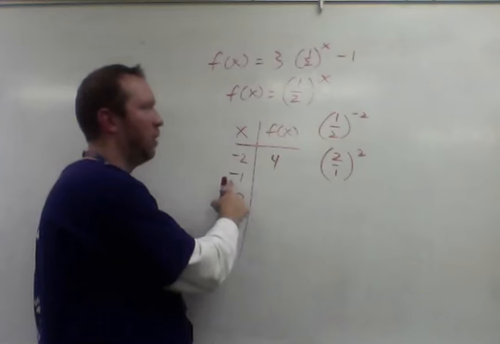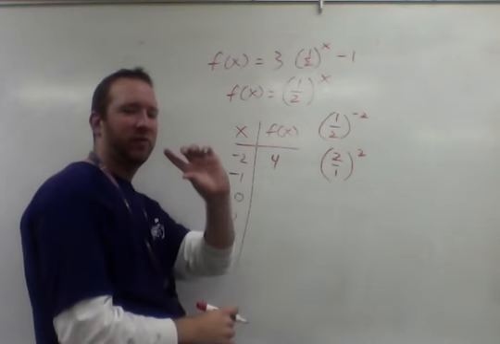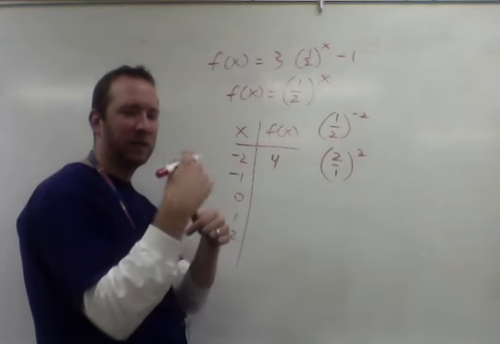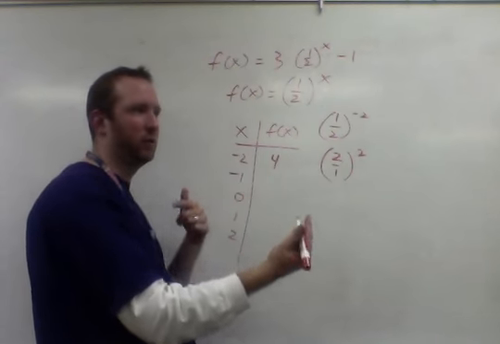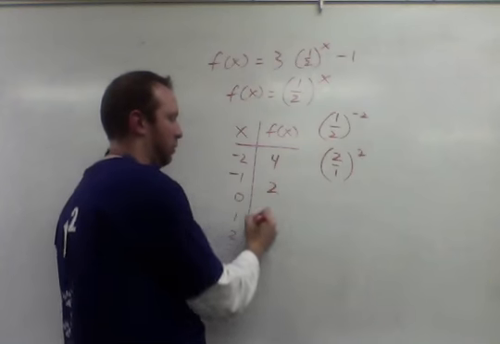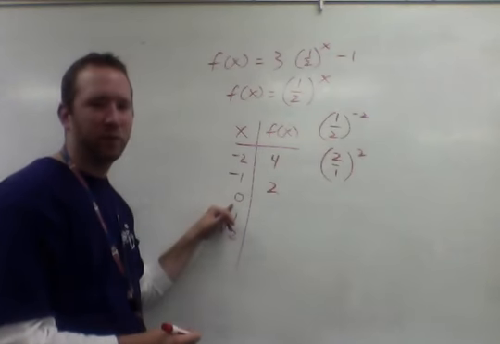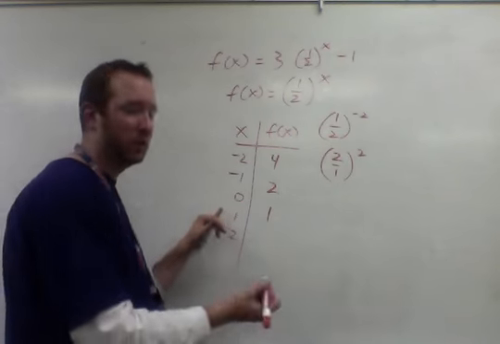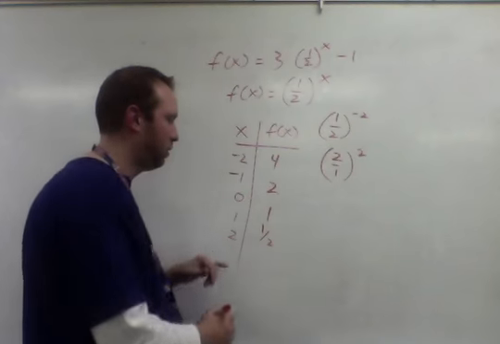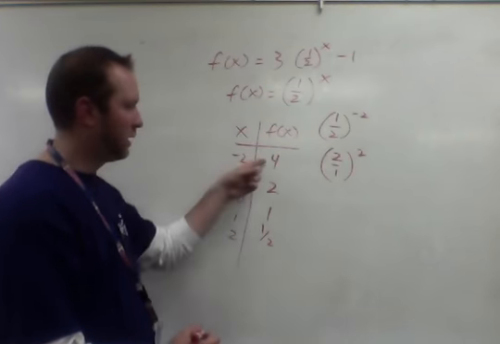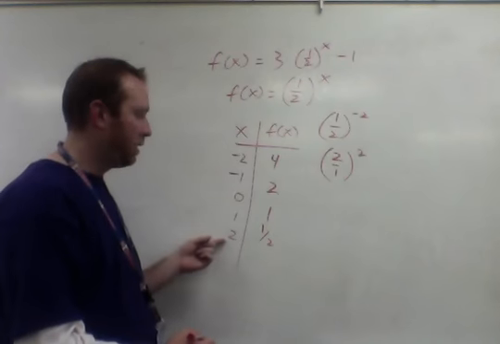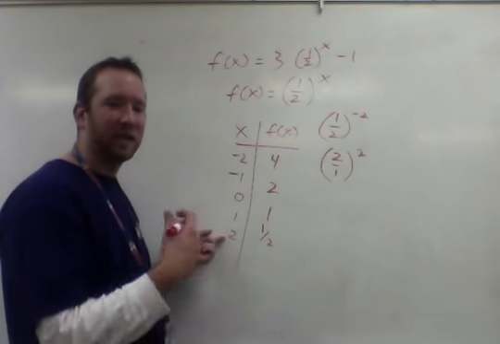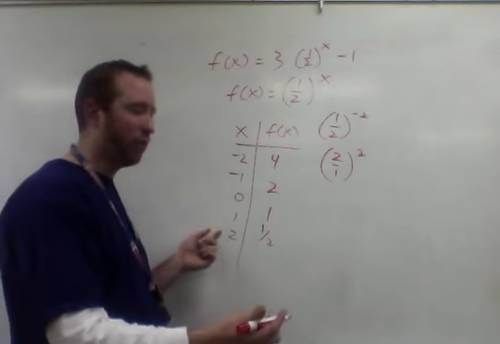I put in -1, 1/2 to the negative first flips the 1/2 to make it 2, and makes it to the positive first. 2 to the first is 2. 1/2 to the 0, anything to the 0 is 1. 1/2 to the first is 1/2. Notice the numbers are getting smaller, they're getting cut in half every time. And then 1/2 to the second is 1/2 times 1/2, which is a 4th.